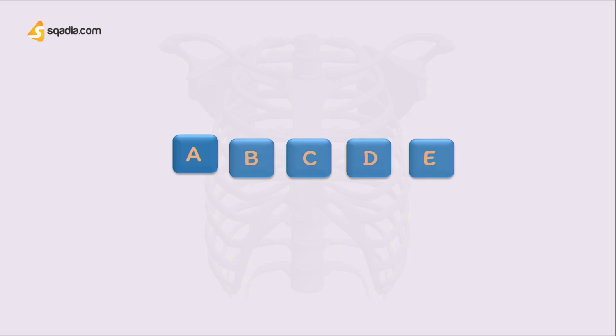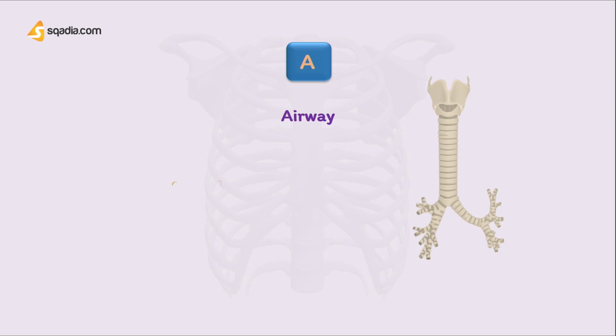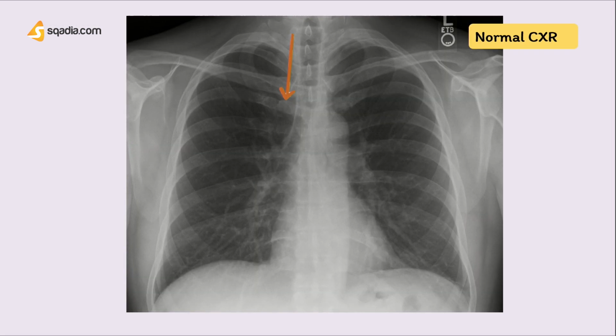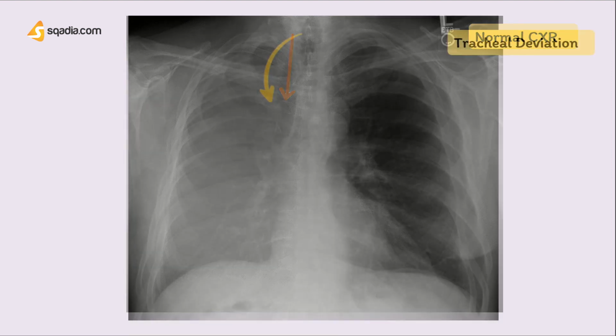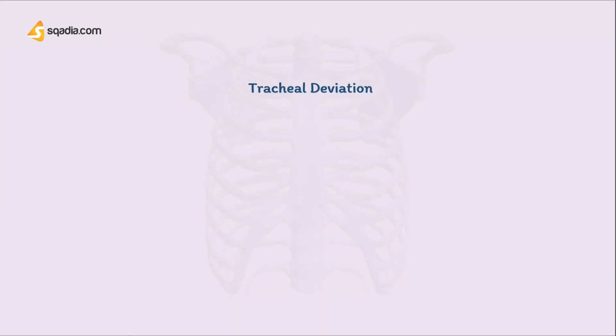So first, we'll talk about the airway, where we look at the trachea and look for any tracheal deviation. Now, this is what a normal, centrally placed trachea looks like. And this X-ray of a pneumonectomy shows clear tracheal deviation. If you suspect that the trachea is deviated, look for a possible cause.